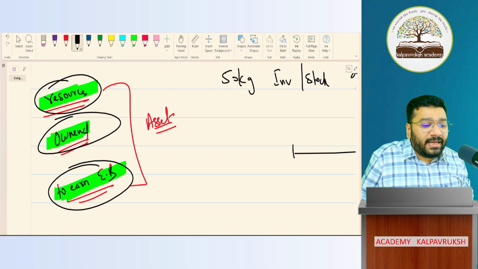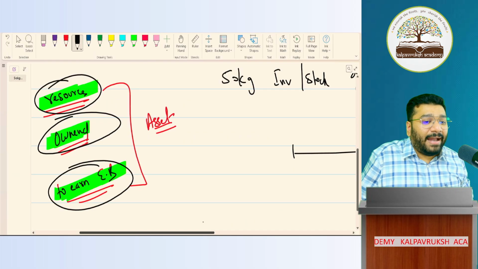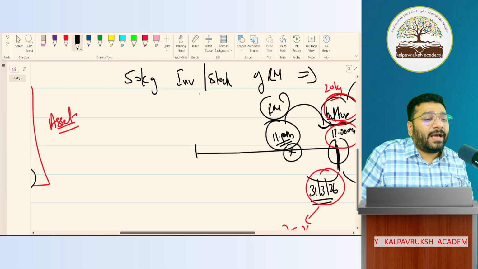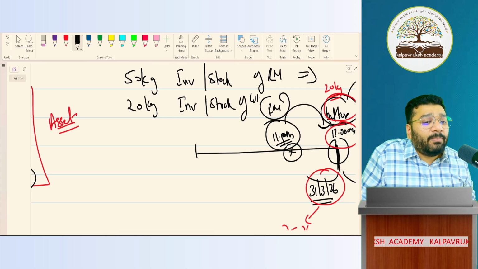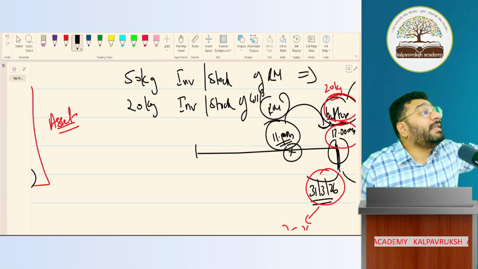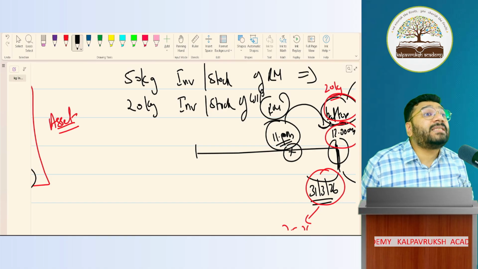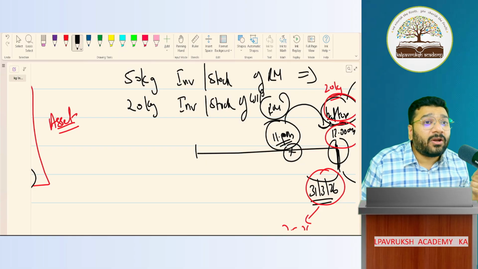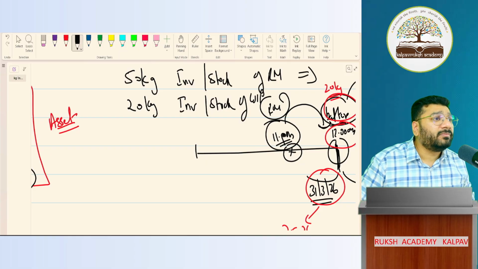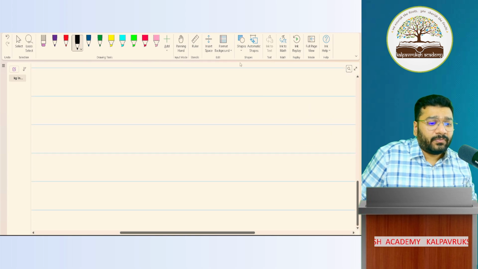So this inventory, batter, which is 20 kg, will go as asset. So 20 kg batter is called inventory, or stock of WIP, work in progress. This will go to the asset side of the balance sheet. Why? Because you're owning it, boss. Clear or not clear? Tell me. Now, those who are getting confused.